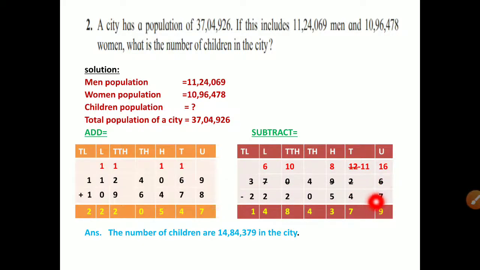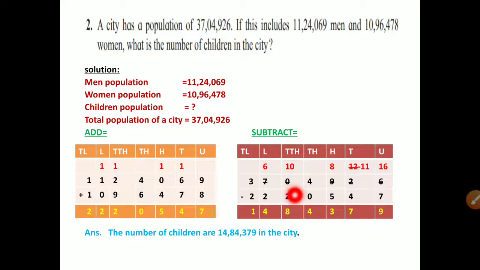6 minus 7 not possible, borrow from 2. This will be 16. 16 minus 7, 9. This is 1. 1 minus 4 not possible, borrow from 9. 11. 11 minus 4 is 7. 8 minus 5, 3. 4 minus 0, 4.